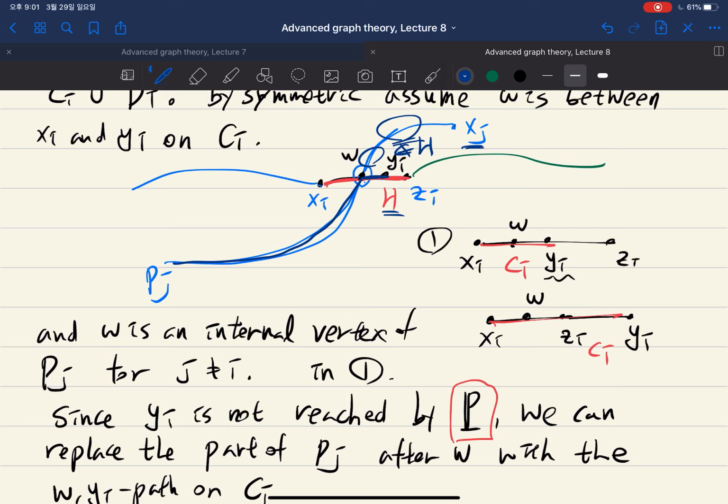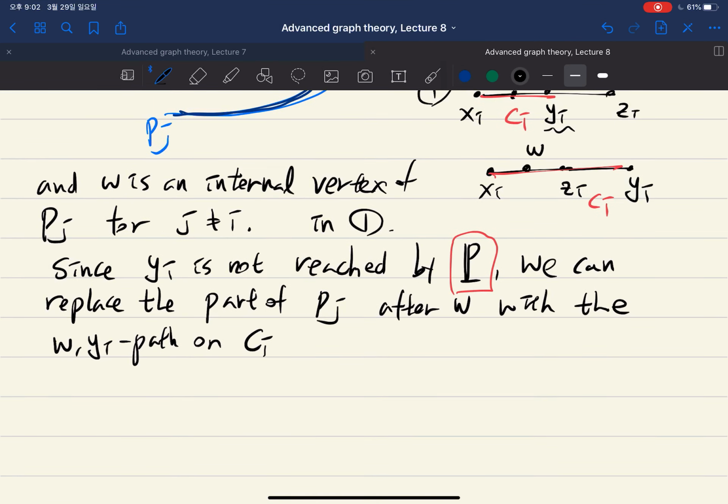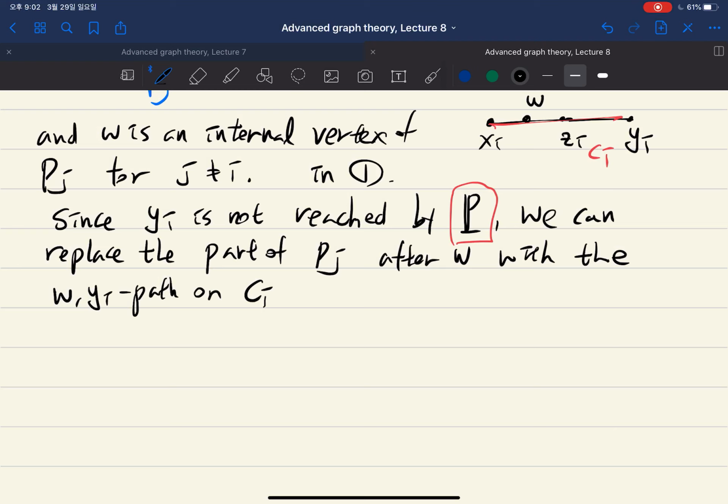And we know that this edge is not in H, because H is a subdivision of a complete graph. And in here, W is between XI and YI. So in H, W has degree 2, which both edges are used, so this third edge is not in H. So instead of taking this path, if we just detour to here, then we could get a better family of paths, which uses a smaller number of edges outside of H, which is a contradiction by the choice of P.